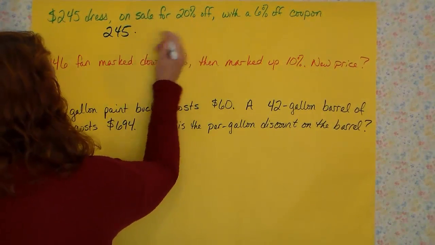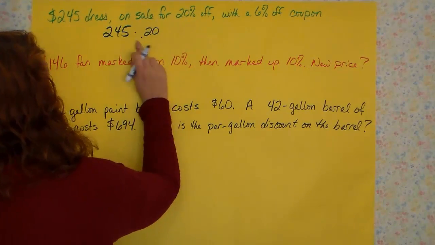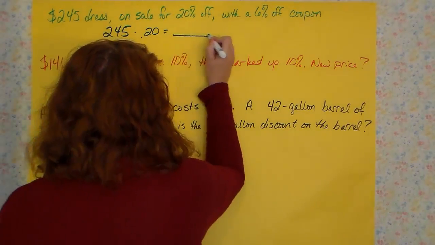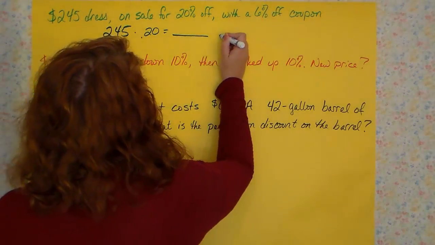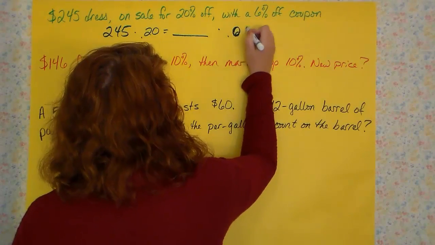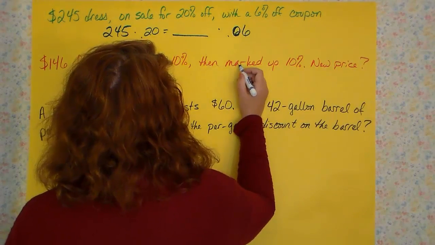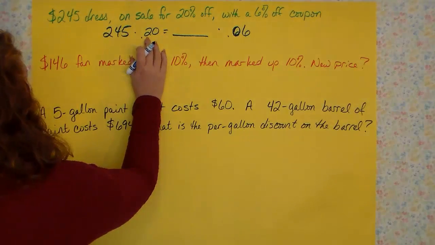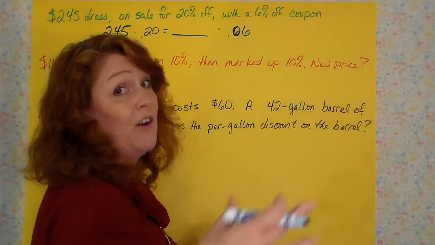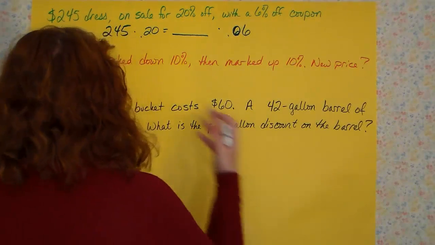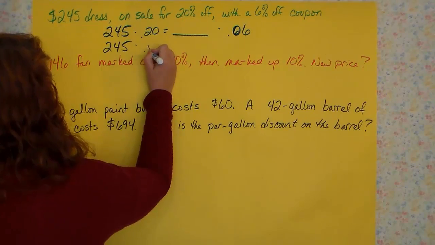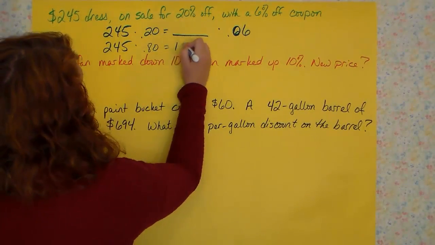You're going to take $245 times 20% off, and then subtract that from 245, and you're going to take that answer and multiply it by 6%, 0.06. So 245 times 0.20. Now, if it's 20% off, it's 80% on, right? We're actually paying 80% of this. So I'm going to take the shortcut, and we're going to say 245 times 0.80, 196.